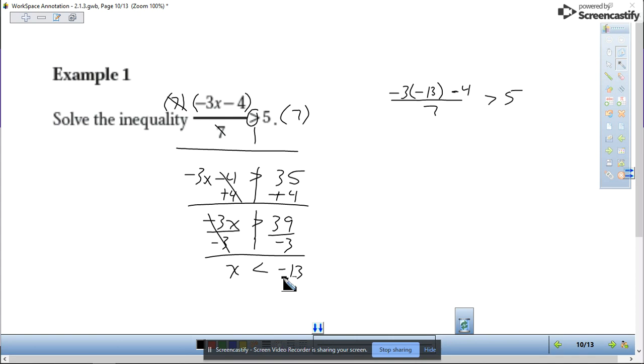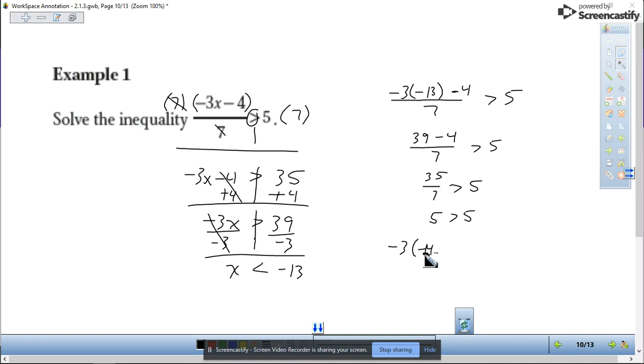And really you should check, I guess we should check a point above it as well, bigger than that as well. So we'll do that as well, just to make sure. So I get 39 minus 4, divided by 7, is greater than 5. And just like you'd expect, we get 35 divided by 7, and we get 5 is greater than 5, which we know is not true, but like I said, we knew that negative 13, it had to be less than that.